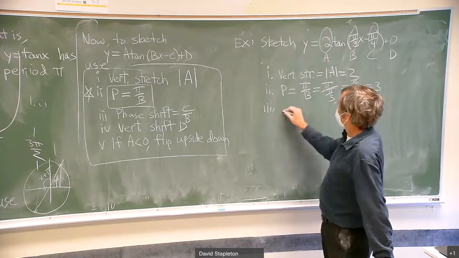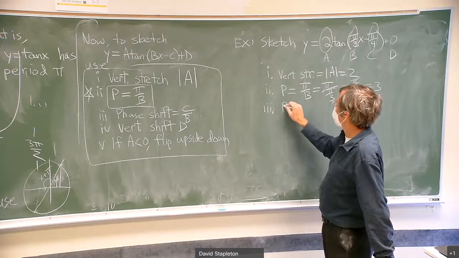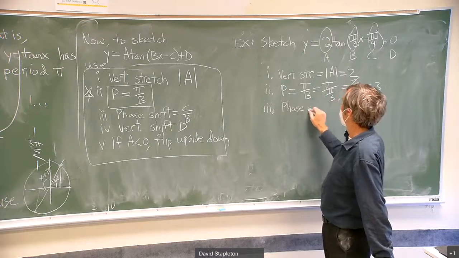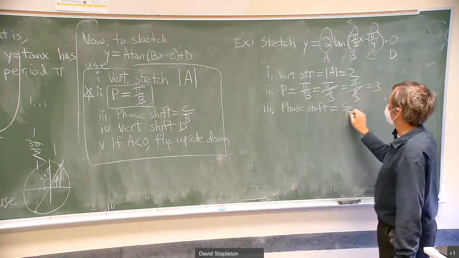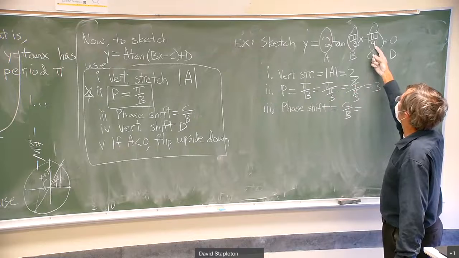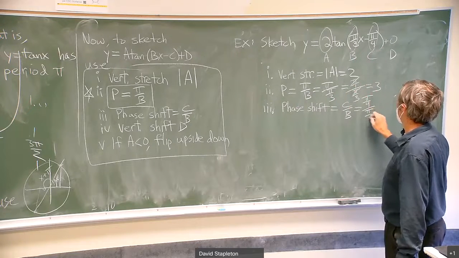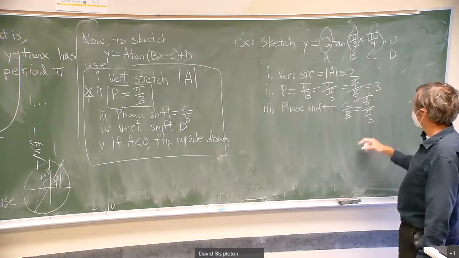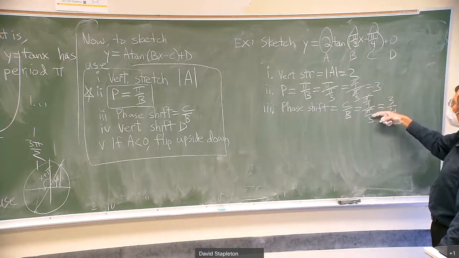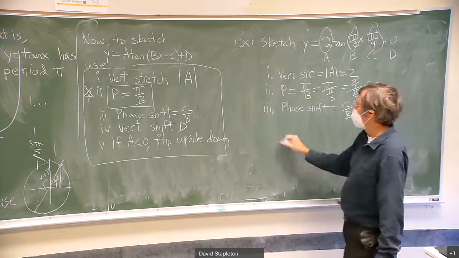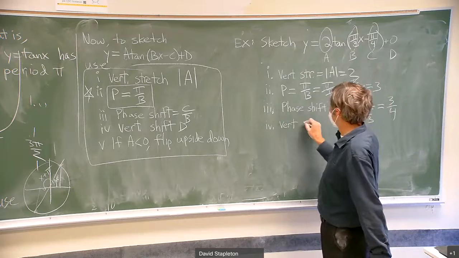Okay, vertical stretch, period. Now I want the phase shift, the horizontal shift. The C over B, just like before, is pi over 4, what's subtracted, over pi over 3. Pi's both being numerators cancel. And I've got 3/4 here. 1/4 over 1/3 is 3/4. Then I want my vertical shift. There's nothing added, so it's 0.